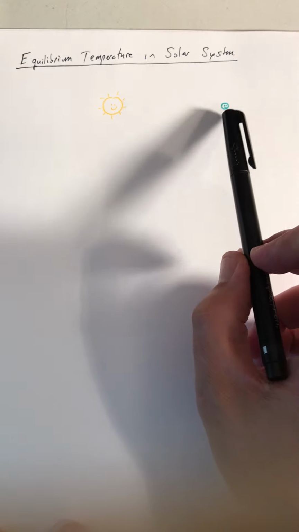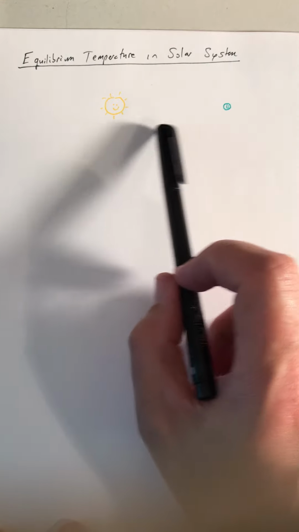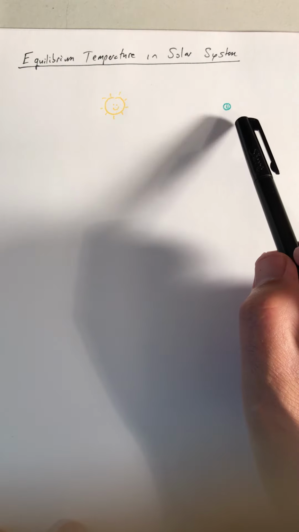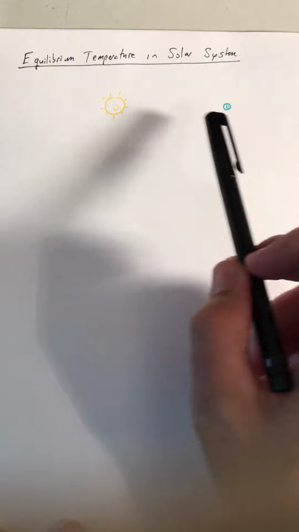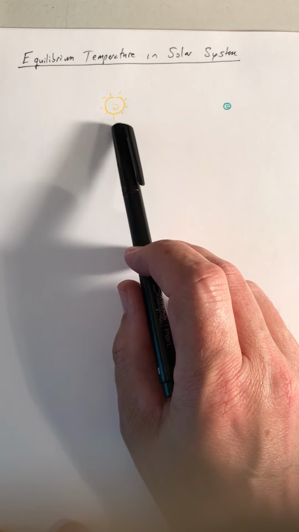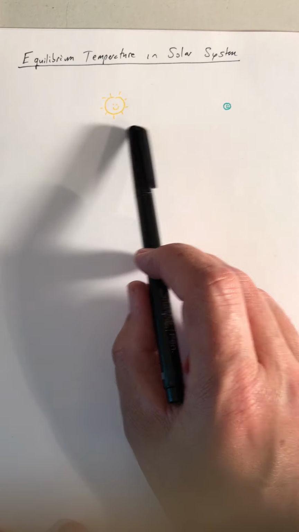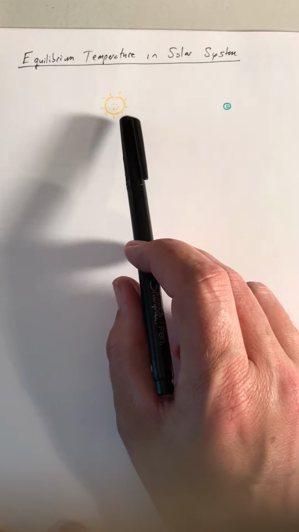So your book develops an expression for determining what the temperature of an object in the solar system will be, given its distance away from the sun and what fraction of sunlight it actually reflects. Once you know how much is reflected, then the rest of the light is absorbed. The principle behind how this works is that wherever you're at in the solar system, you're going to receive some flux of energy from the sun.